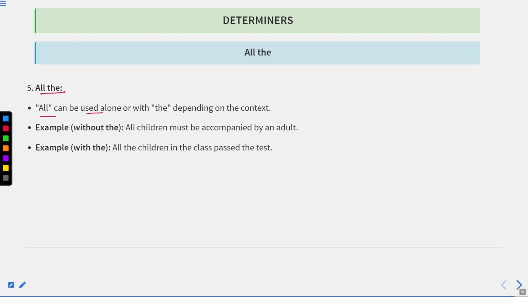All the can be used, all can be used alone, with or without the depending on the context. Example, without the, all children must be accompanied by an adult. Example, with the, all children in the class passed the test. You can use all the as well as just a noun after the word all. Well, how do we use that? We'll discuss that later on.